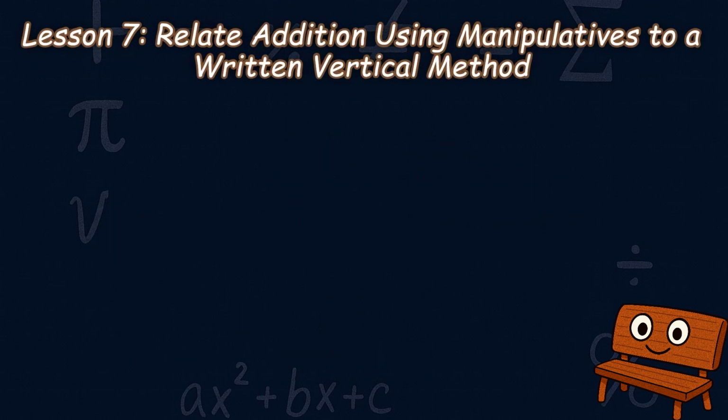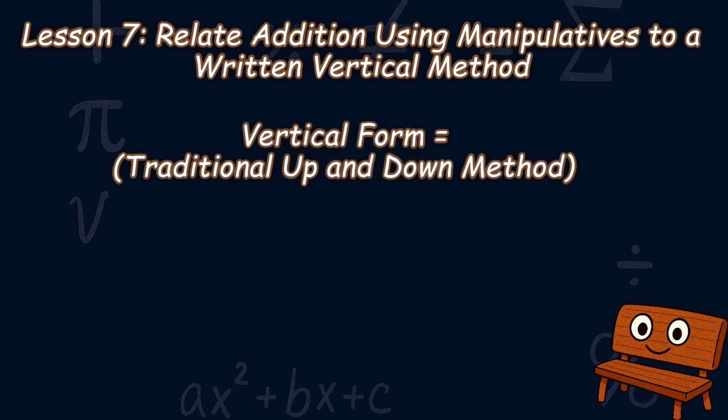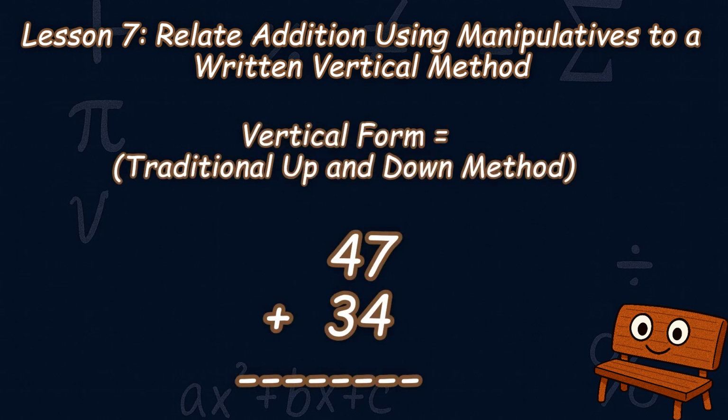On Friday, we have Lesson 7, relating addition using manipulatives to a written vertical method. In Lesson 7, students take what they learned from manipulatives and move it into vertical form. For example, with 47 plus 34, they can use place value disks first, then record it vertically and bundle a 10 if it's needed. This shows how regrouping on paper connects directly to the hands-on model. By comparing both, students understand that the written method is just a faster version of what they've already been doing with place value. It also helps that this is the traditional method that we have seen with adding from the past.